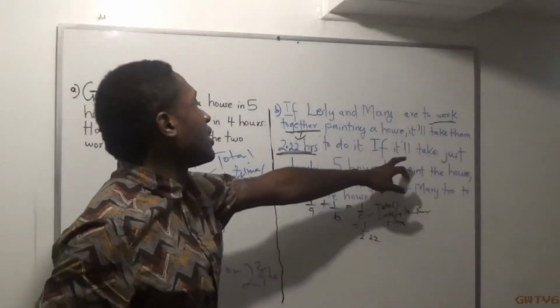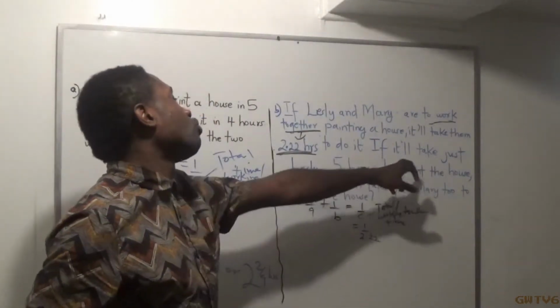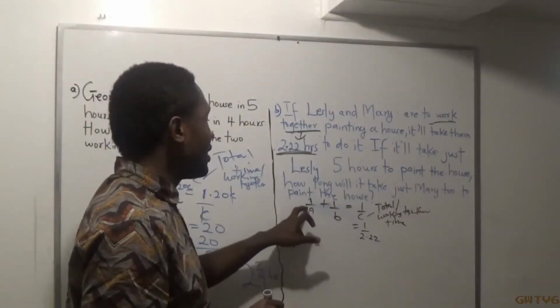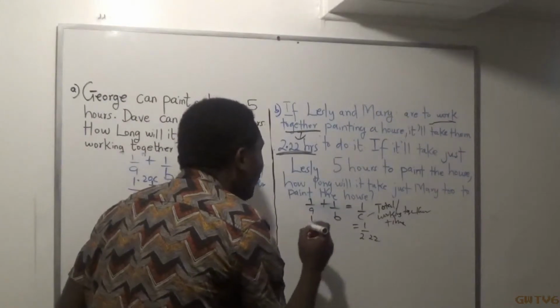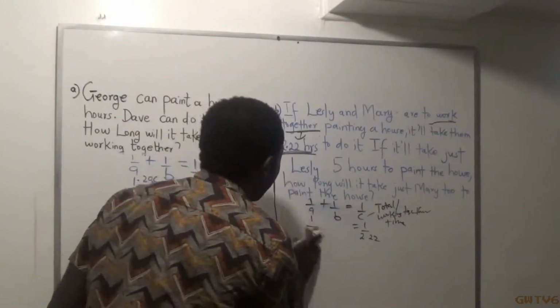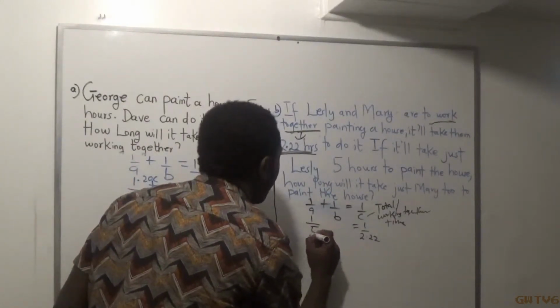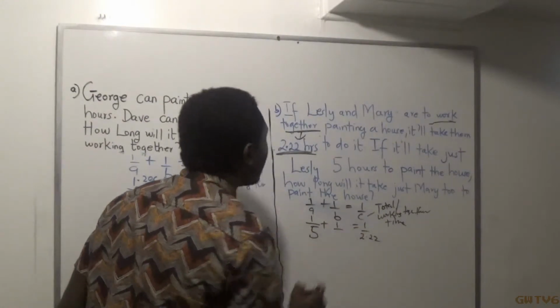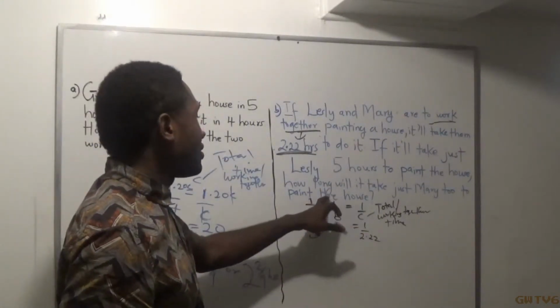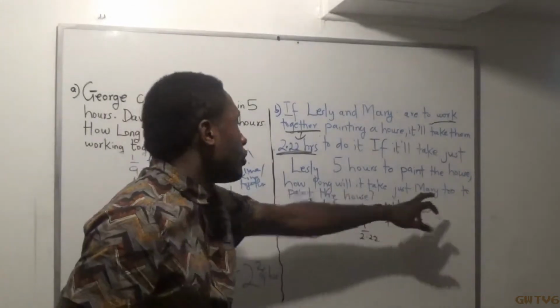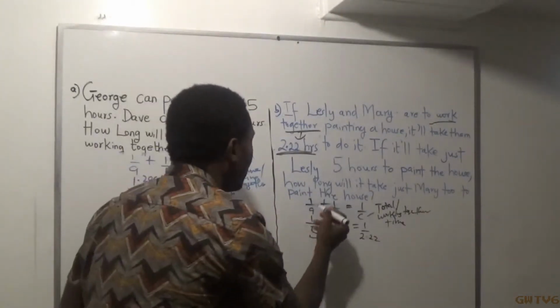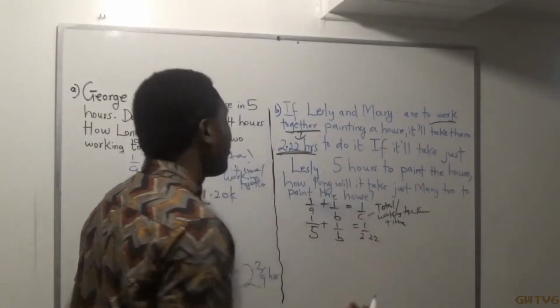And it will take just Leslie 5 hours to paint it. So just Leslie is the first one right here. So I'm just going to say 1 over, it will take her what, 5 hours. So 1 over 5. And then plus 1 over, for Mary, they didn't give us how long it would take just her to paint it. So I'm just gonna put B. And then I'm solving for B.